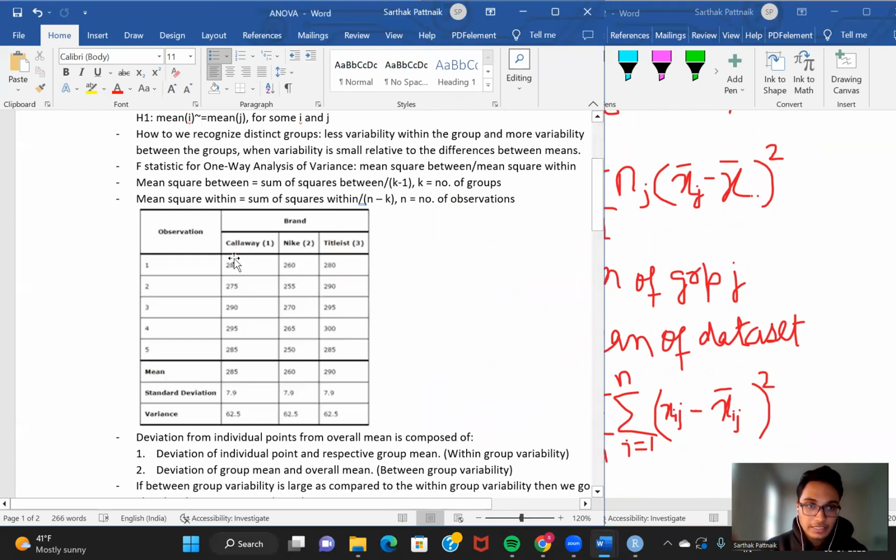So here is an example. You have been given the observations of three different brands, Callaway, Nike, and Titleist. There are five observations for each, and for each of the groups, you have been given the mean, the variance, and the standard deviation. Now, what we have to do here is calculate our sum of square between and our sum of square within. So let us go ahead and do that.